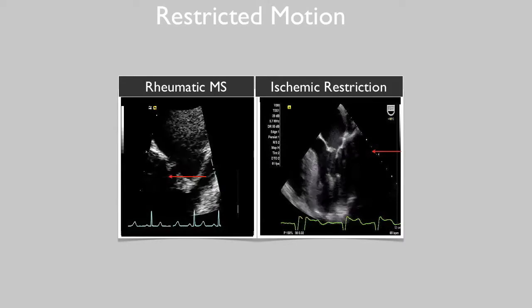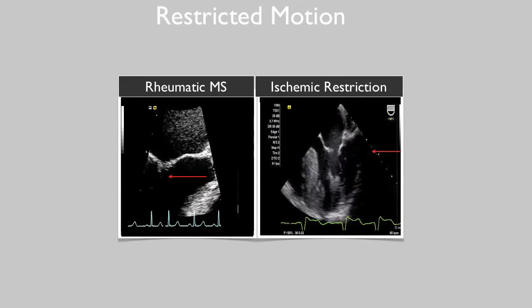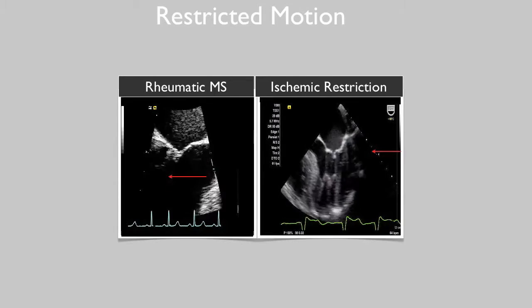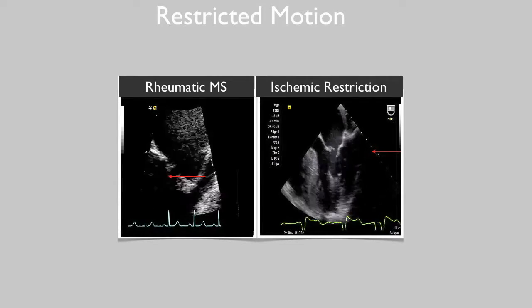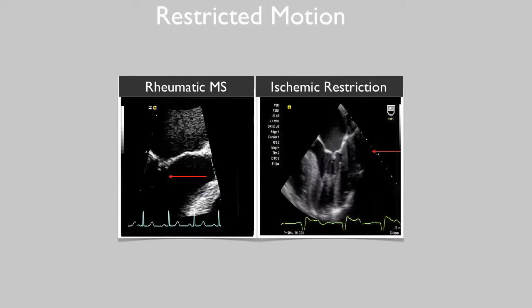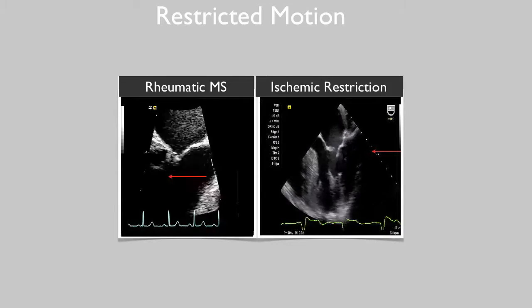On the right of the screen, we see ischemic restriction of the chordae and papillary muscles, leading to a plane of coaptation below the level of the annulus and an obvious coaptation defect.